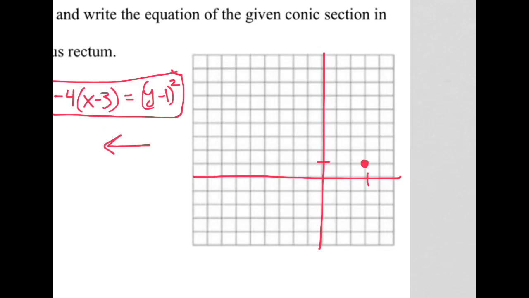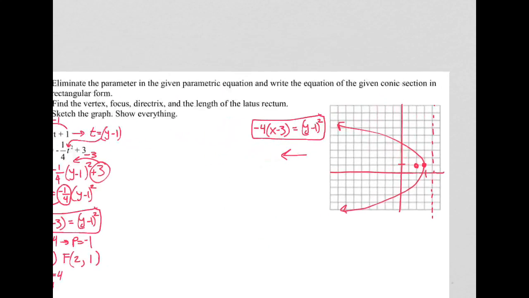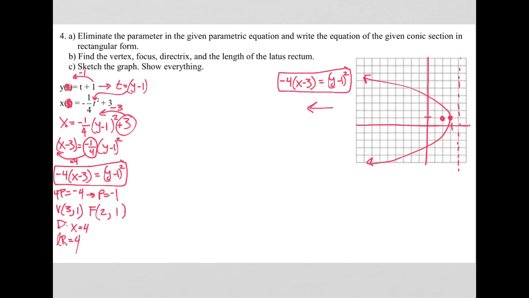So boom, there's my vertex, which means my focus is right there, 1 away, which means my directrix is running vertical right there, which means my parabola is going to look like that. Now notice I'm not plotting those points precisely. I could, but I'm really not in the mood, so I think we're going to call this good enough.